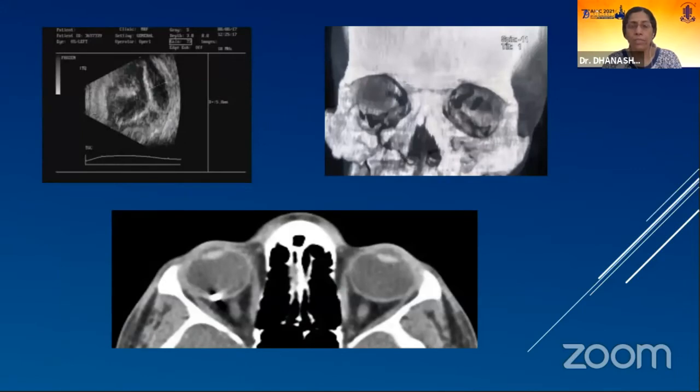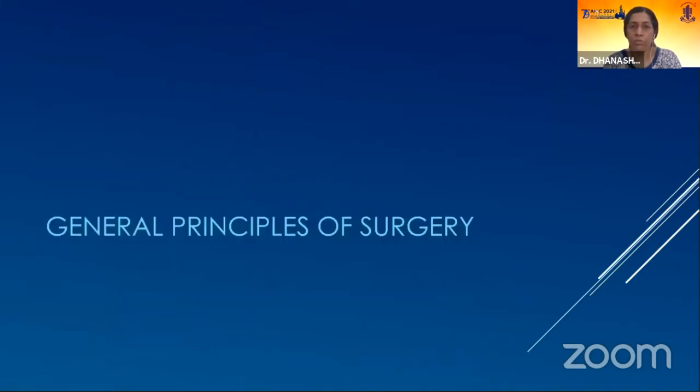So these are examples. Here you see an ultrasound with total RD with PVR, and a CT scan reconstruction where you see bony injuries, fractures. And here you can see a foreign body right at the macula, which can definitely help you explain the bad prognosis to the patient beforehand.